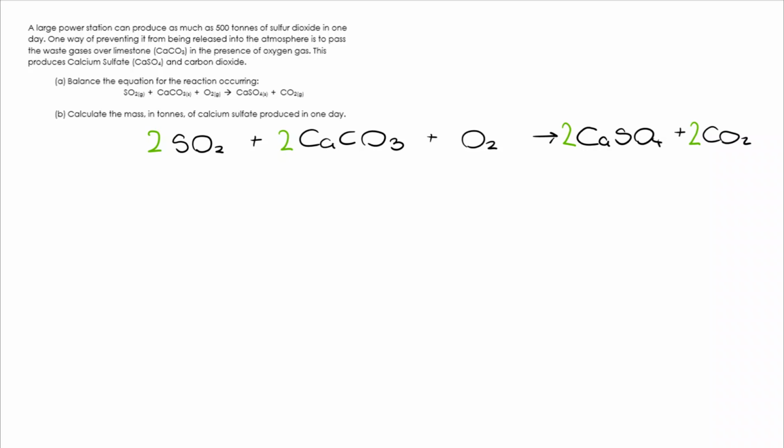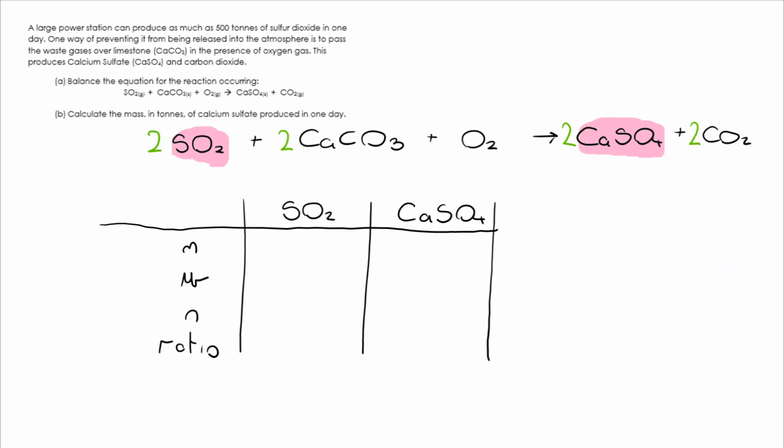Then I got on to the actual calculation. We're going back to the table method here. So let's consider what we know and what we want to know. I've got SO2 and CaSO4. So let's put those into our table that hopefully we're very familiar with. Now we've got 500 tonnes of sulfur dioxide. You'll notice I've left it as tonnes. Converting tonnes into grams is going to leave us with a big unwieldy number. So let's leave it as tonnes because our answer will then come out as tonnes.